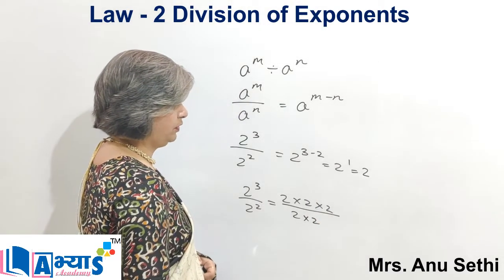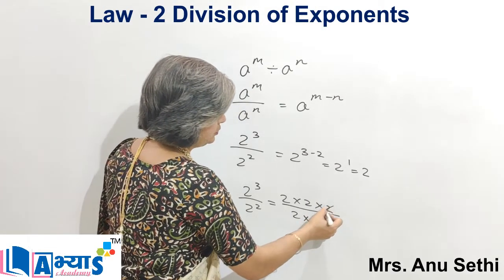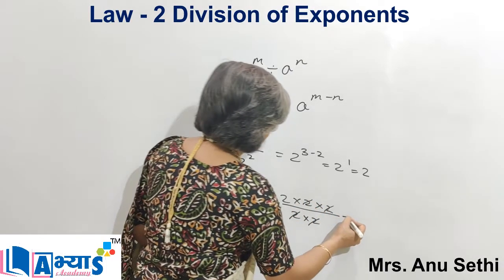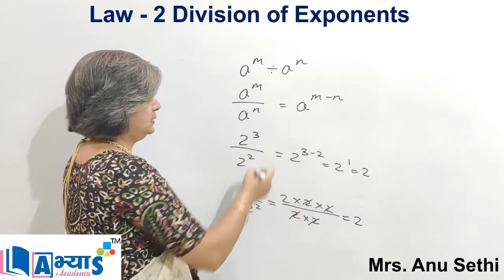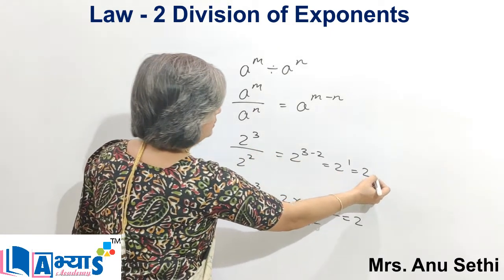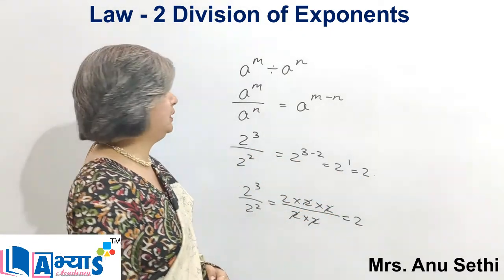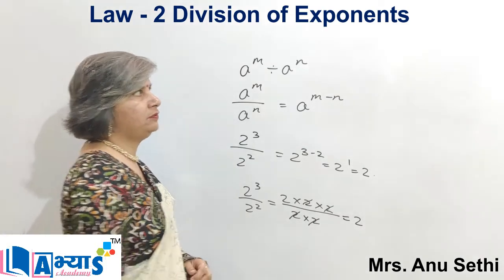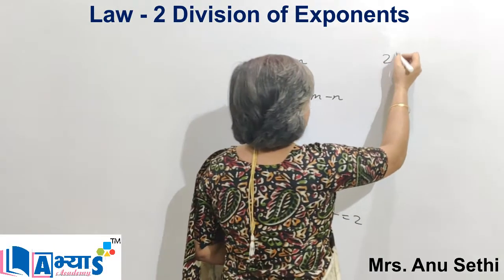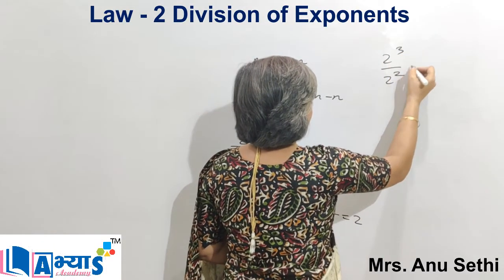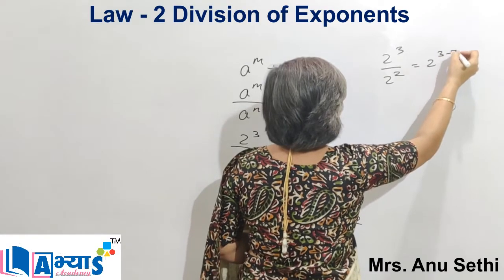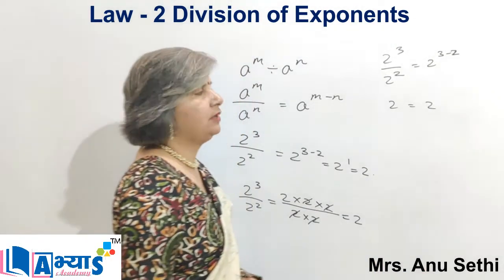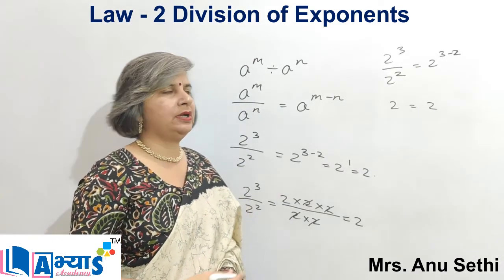Now I will try to simplify the fraction. This 2 will cancel out with this 2, and this cancels out with this, so we will get 2. Hence this value is equal to the same value. That means the left hand side is equal to the right hand side. We can say the law has been justified. That means 2 raised to power 3 upon 2 raised to power 2 is equal to 2 raised to power 3 minus 2. Here it was 2 and again 2. So the law has been justified.